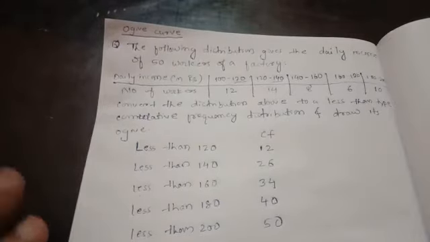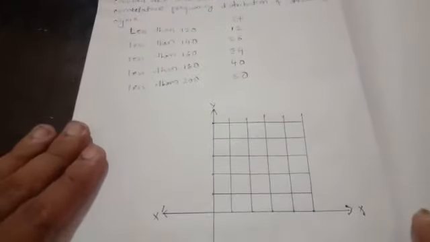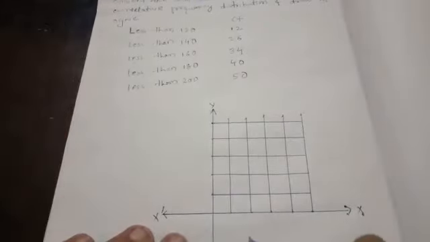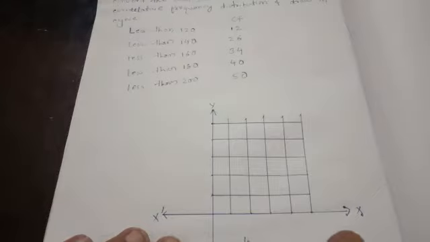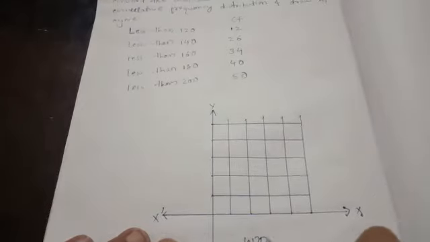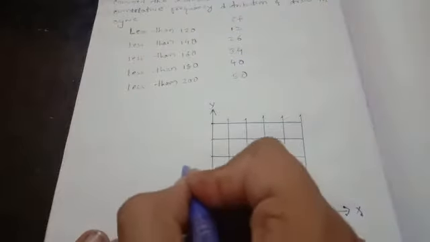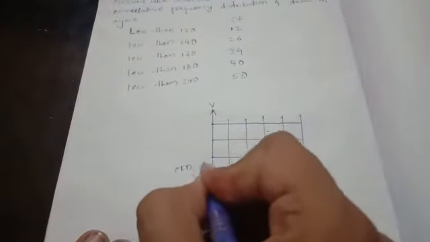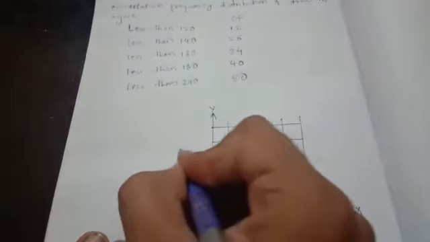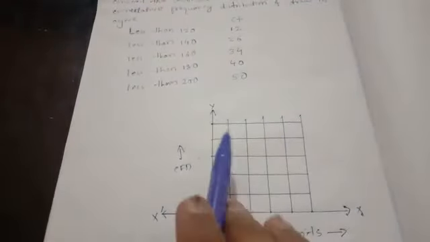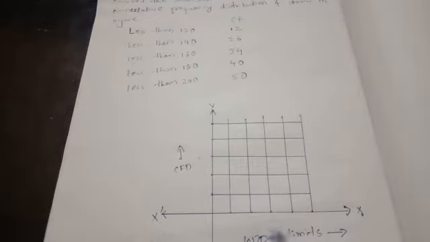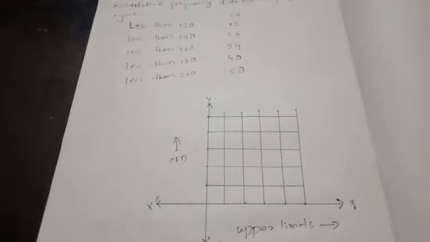Now let's see how to draw the graph. I don't have graph paper, so I am using this one, but you should use graph paper. First write the upper limits here, and here the cumulative frequency distribution. As I said, the less than type cumulative frequency distribution is drawn between the upper limit and the cumulative frequency distribution.